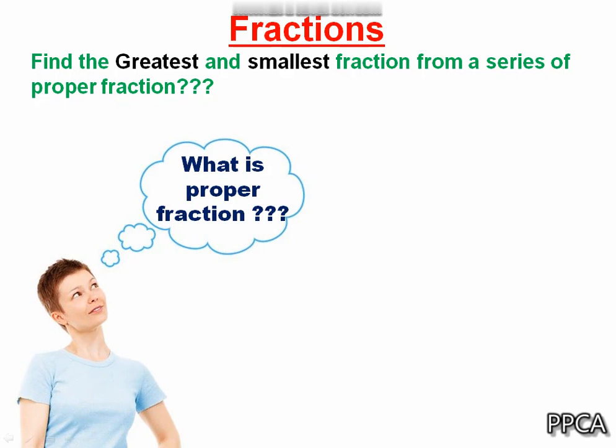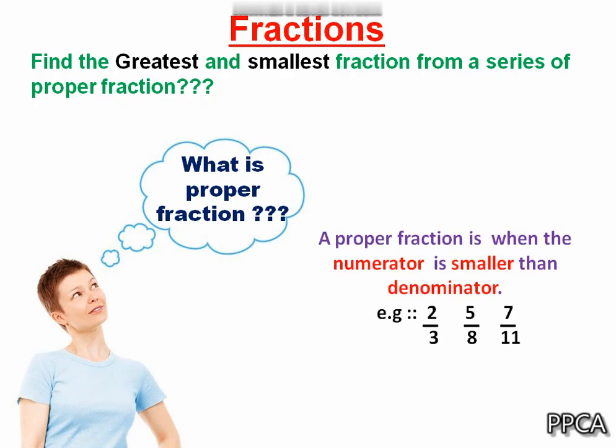A proper fraction is nothing but a fraction where the numerator is smaller than the denominator. Here we show some examples. Please look at this carefully. Here the numerator is 2 and the denominator is 3. The next fraction has numerator 5 and denominator 8, and the next fraction is 7 and 11. In these 3 fractions we see that every numerator is smaller than the denominator.